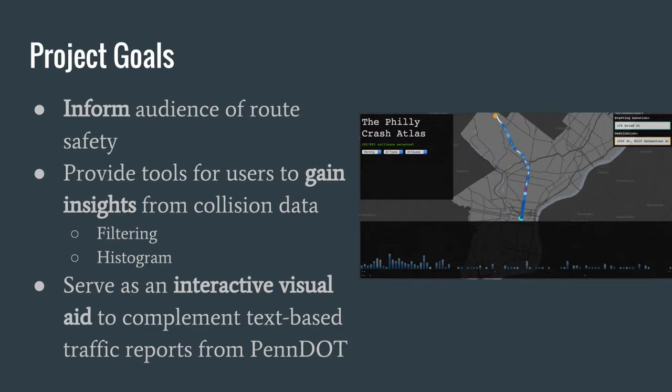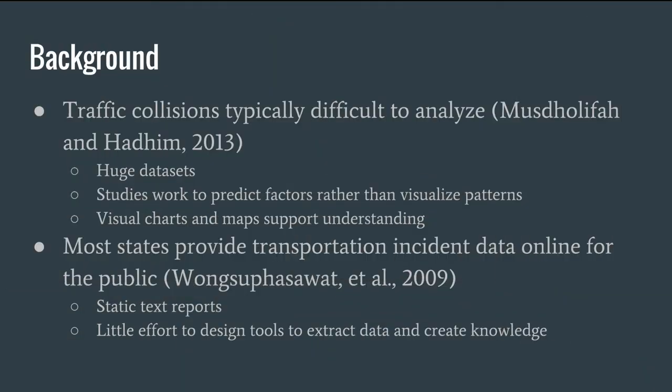Our third goal was for the application to serve as an interactive visual aid to complement text-based traffic reports from PennDOT. Traffic collisions are typically difficult to analyze because the datasets are large, and generally the reports don't focus on visualizing patterns, but rather work on predicting factors that will cause accidents. Most states provide transportation incident data online, available to the public in the form of static text reports. There is little effort currently for design tools that extract data and create knowledge from the given information.